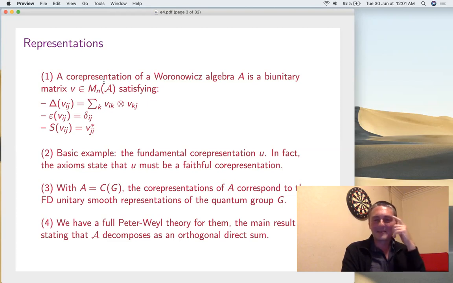Now, as a basic example, you have the fundamental co-representation. And yeah, that's what I was saying. The axioms state precisely that you must have a faithful co-representation. Faithful meaning that the coefficients generate A. Now, in the classical case, what we have are the representations of G, and to be more precise, the finite dimensional unitary smooth ones. So we'll always omit these three words: finite dimensional unitary smooth. Everything will be like that.